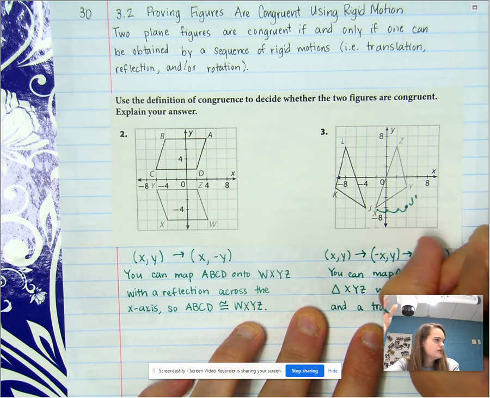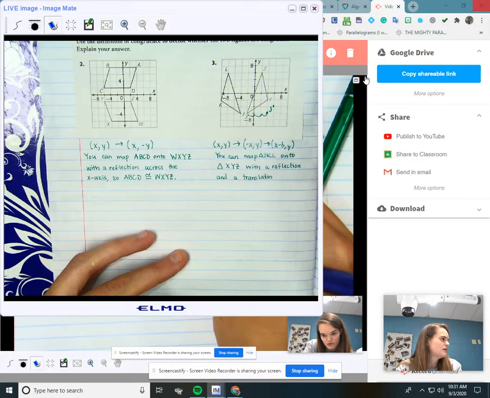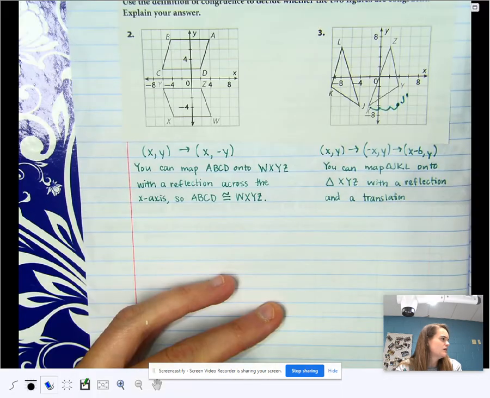I gotta move it so you can see it. And I'm telling you I'm moving it, and then it froze. So we're gonna have to go out of full screen for a second. There we go.